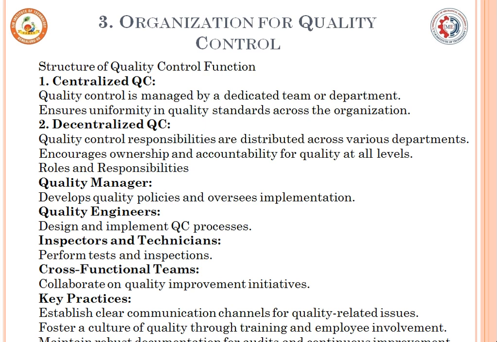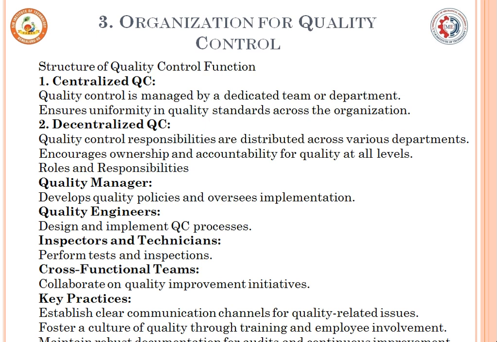So in the organization for quality control, here you are going to see what type of quality control you are going to maintain. So it may be centralized quality control, decentralized quality control, quality manager, quality engineer, inspection and inspectors and technicians, cross-functional teams. Like this, you'll be having different aspects in the quality control department.